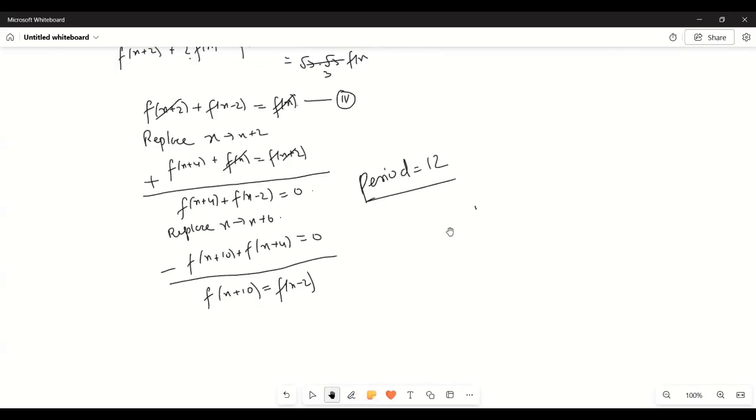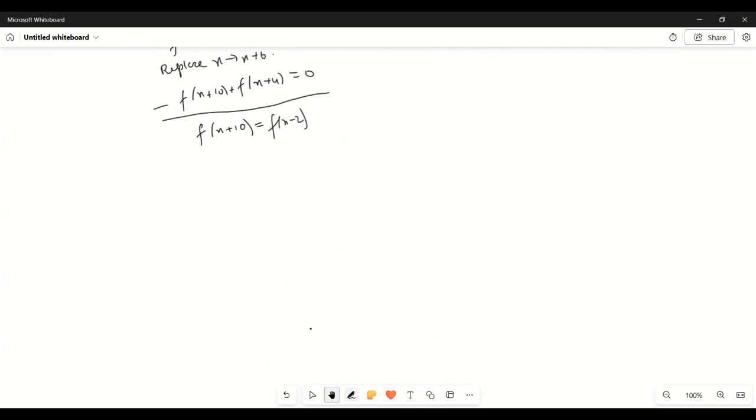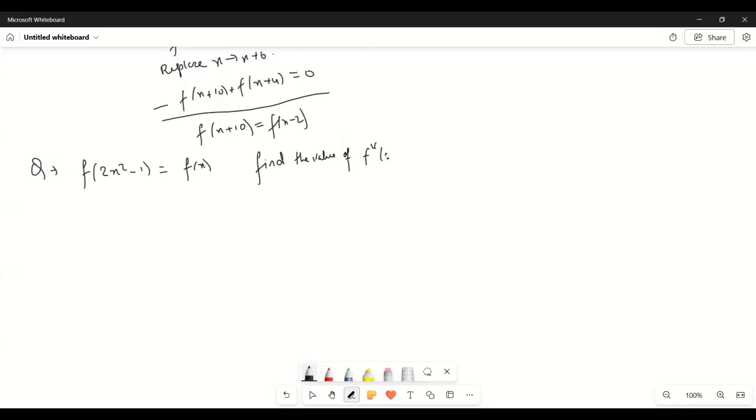Okay. Next question. If a functional equation is such that f of two x square minus 1 is equal to fx, find the value of f of 50 f v0. Okay, this notation won't be understood this way.